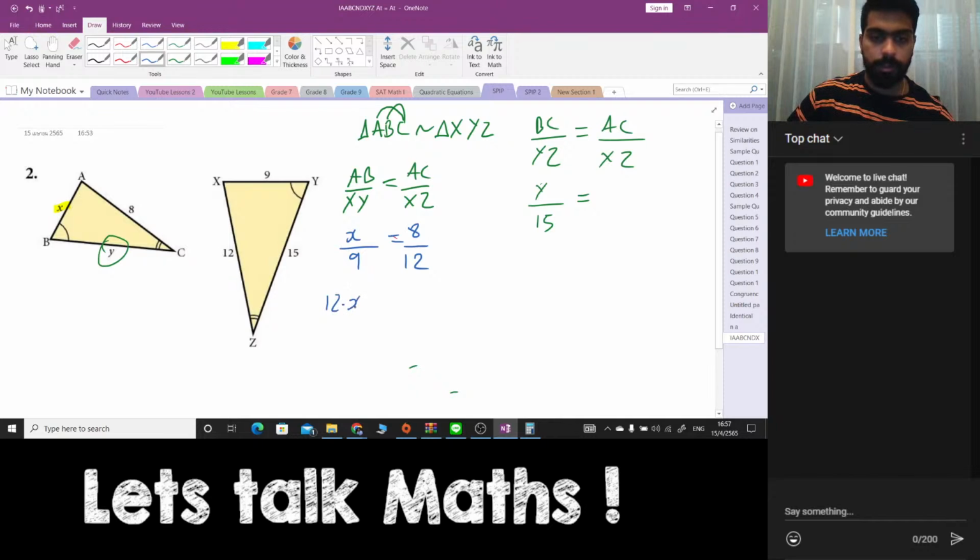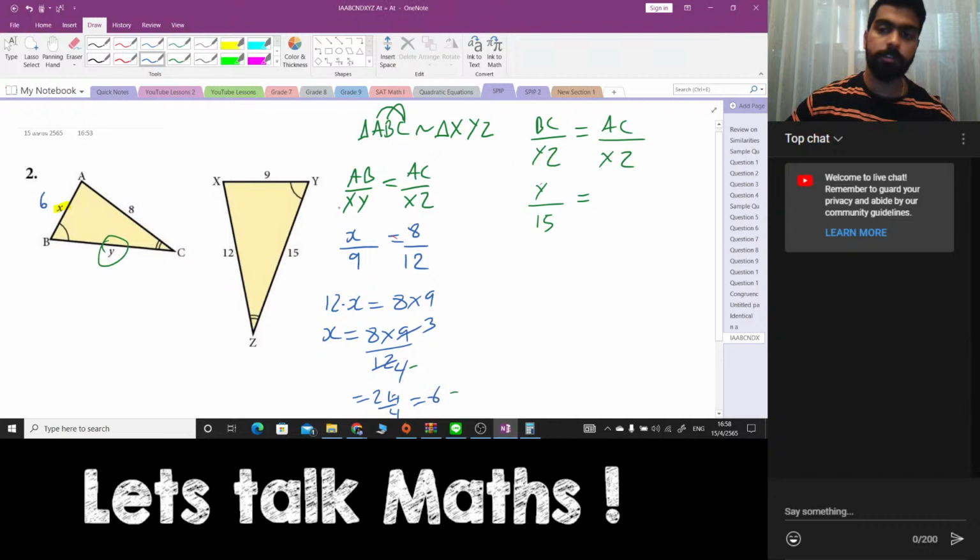So 12 times x is equal to 8 times 9. So x is equal to 8 times 9 over 12. Let's simplify it. This will change to 3, and this will change to 4. So we have 24 over 4, which is equal to 6. So x is equal to 6, right, guys? Alright, let's continue with the second one.